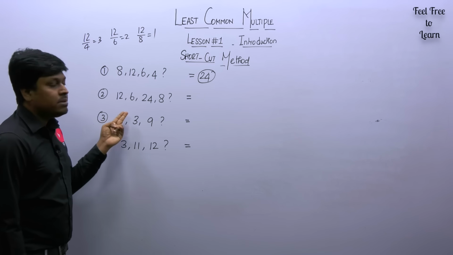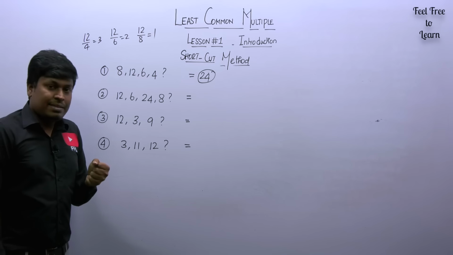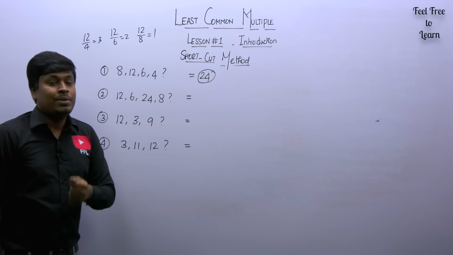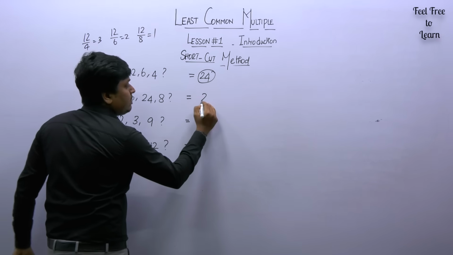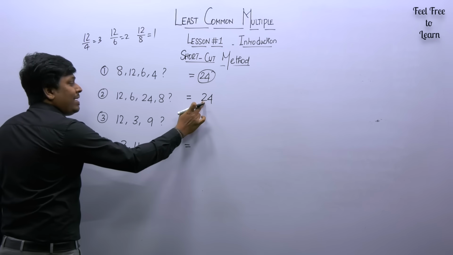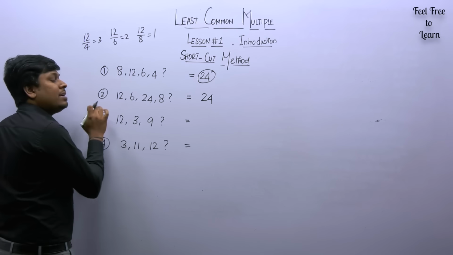Is there any prime numbers? No, no prime number is here. Next step, what you need to do? You need to concentrate on the biggest number. So biggest number is which? 24. So you need to write 24 here and check whether this 24 is divisible by all the remaining numbers.